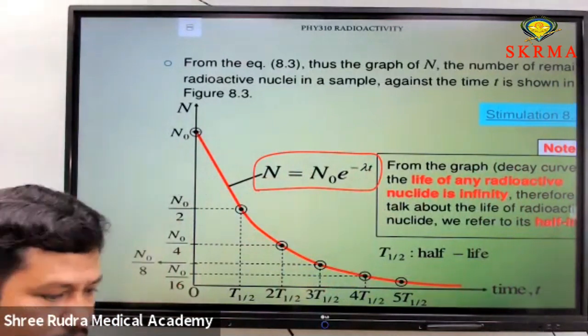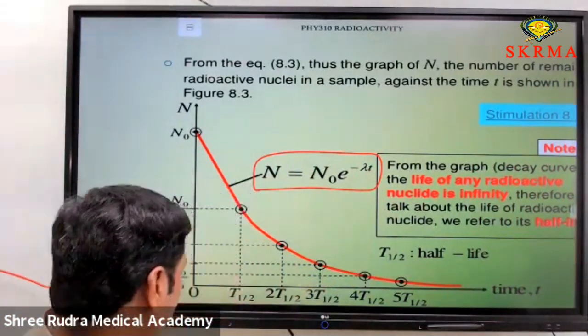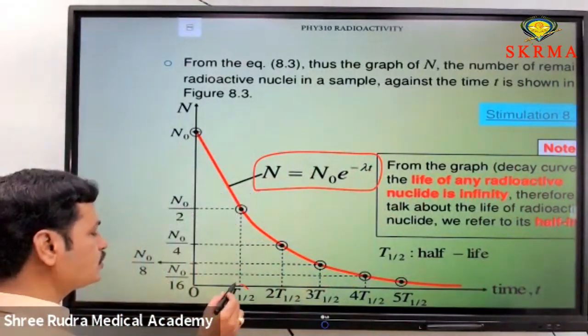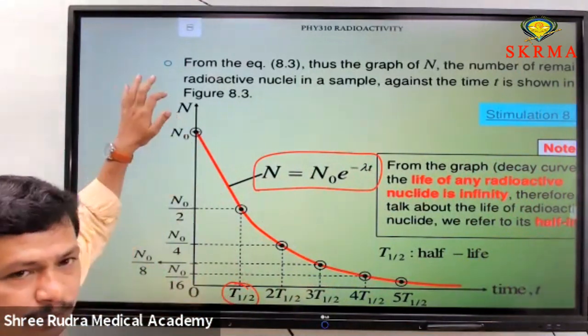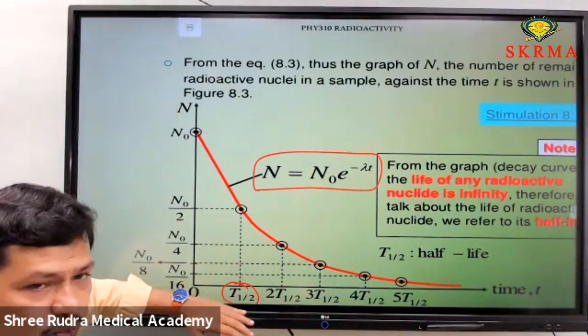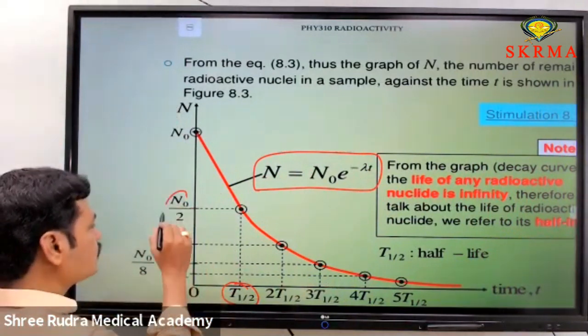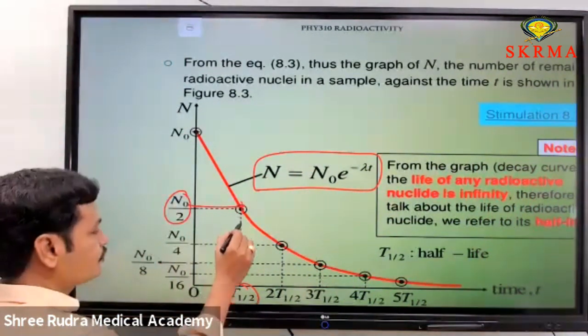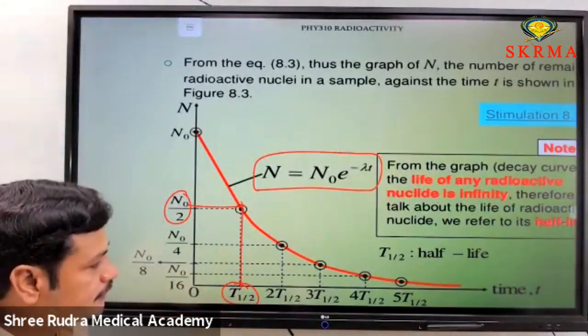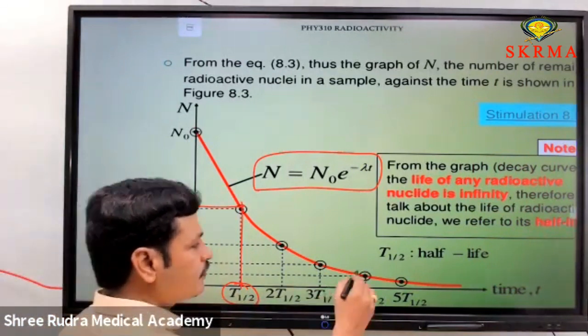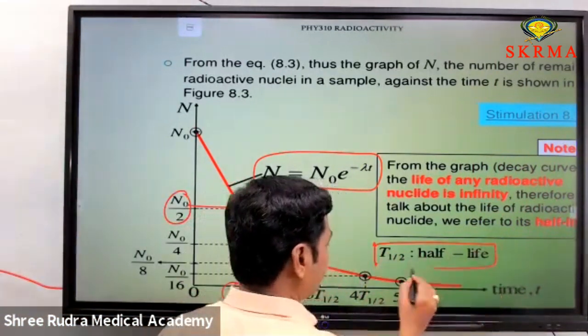What we derive from this graph, the key observation, is at t equals t half. This is the graph of time versus the number of nuclei. At the time t equals t half, the number of nuclei becomes half. This time is called the half-life of radioactive nuclei. The t half is called half-life.